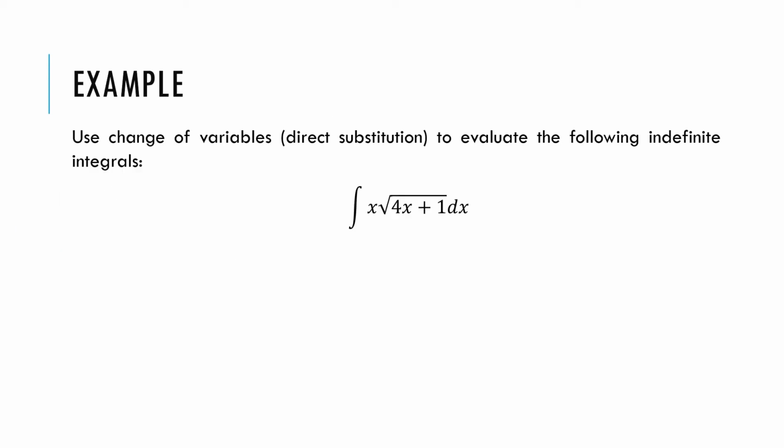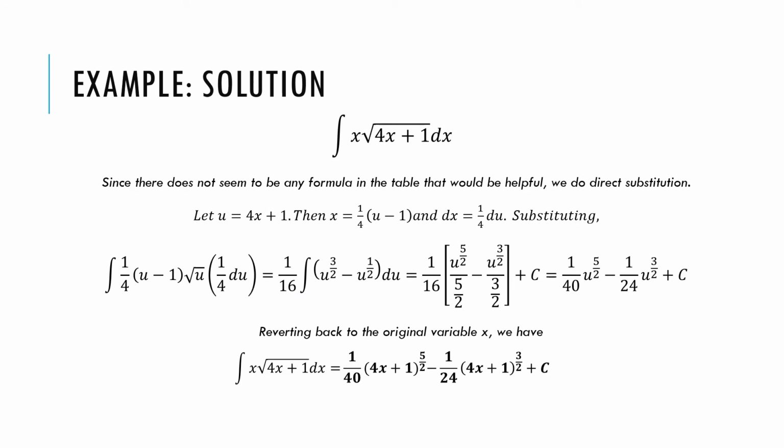Next example is use change of variables or direct substitution to evaluate the following indefinite integrals, which is one indefinite integral, guys. Para dito, we have the indefinite integral of x multiplied by the square root of 4x plus 1 with respect to x. So the solution of this is, sa table kasi natin walang helpful para masagot to. Kaya gagamitin natin siya ng direct substitution, guys. So, let u be 4x plus 1. And yung x natin is magiging 1/4 multiplied to what? u minus 1. And yung dx natin magiging 1/4 du.